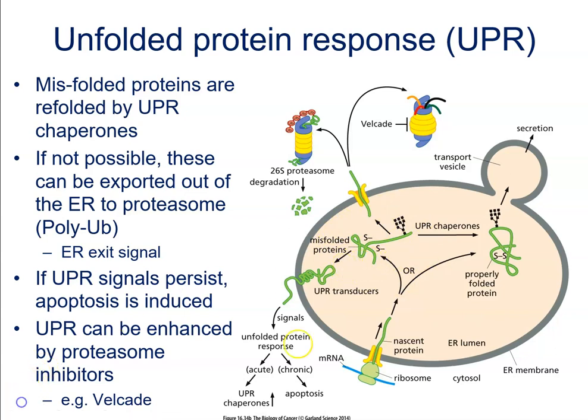Now this has given an opportunity to use the unfolded protein response and subsequently the proteasomal degradation response as a pharmacological treatment in certain situations. And there is a drug called Velcade, also known as bortezomib, which is a proteasome inhibitor. So if you have a situation where you have lots of misfolded proteins and you block the proteasome, you will seriously stress that cell and it will undergo apoptosis. And this is what the drug Velcade does.